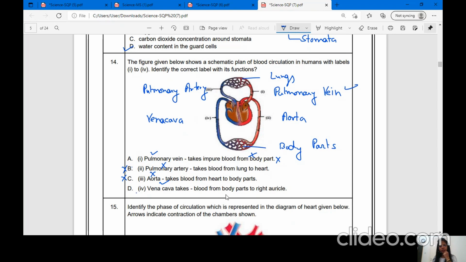Vena cava, that blood from body parts to right auricle. Yes, that's the correct answer. It is vena cava, and it is taking deoxygenated blood from body parts to right auricle.